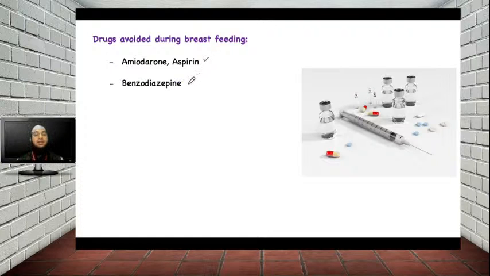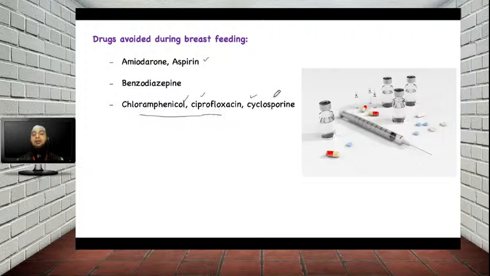Likewise, benzodiazepines, which are mostly given in case of convulsion. You should avoid these in a breastfeeding mother. Chloramphenicol, ciprofloxacin, and cyclosporine. Chloramphenicol and ciprofloxacin are antibiotics. Cyclosporine is an immunosuppressant drug. It may also produce a toxic effect if it is present in the milk and that milk is given to the child.